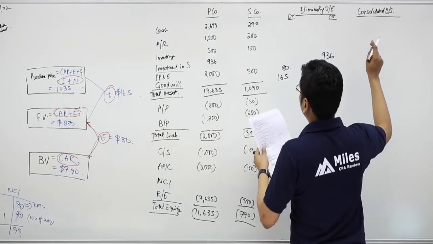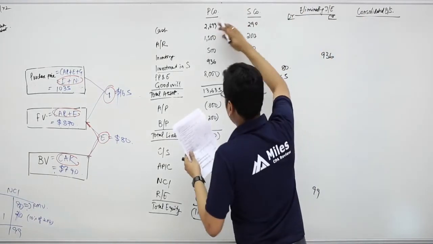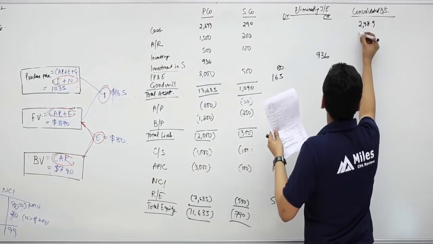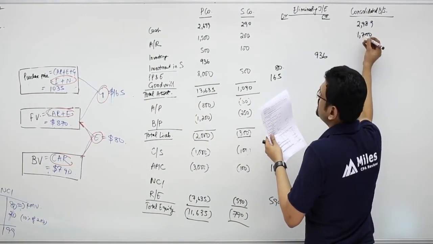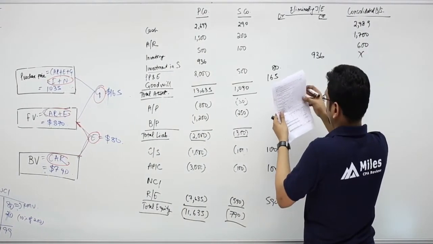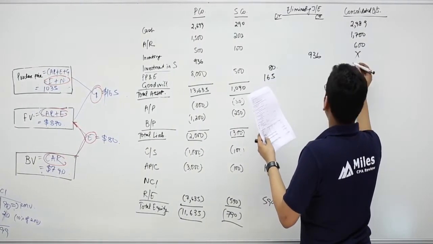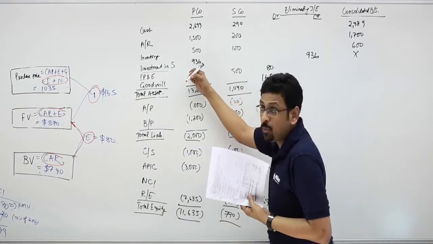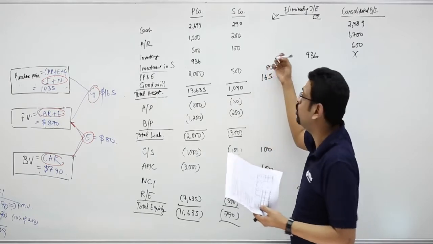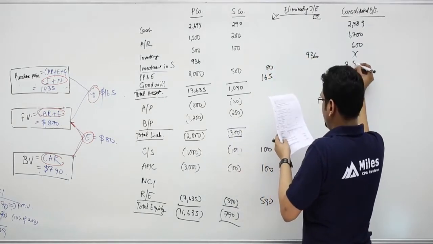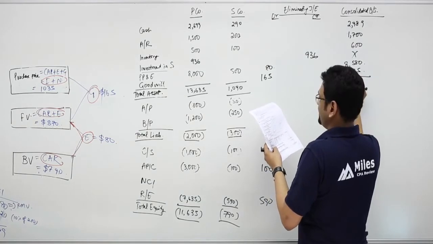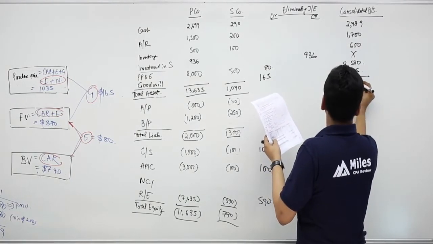Now looking at the consolidated balance sheet, it's my cash, your cash, our cash 2989. My receivables, your receivables, our receivables 1700. Our inventory of 600. Investment knocked off. Equipment you have 8,000, my book value plus 500, your book value plus 80, excess fair value over book value, 8580. Goodwill 165. Total assets 14,034.